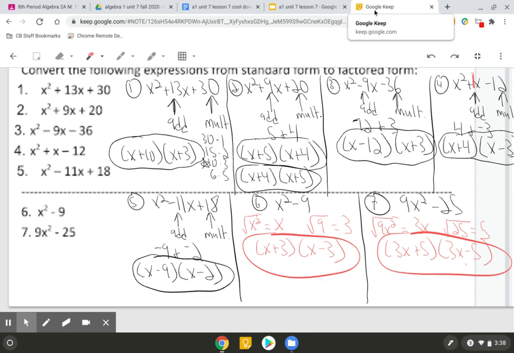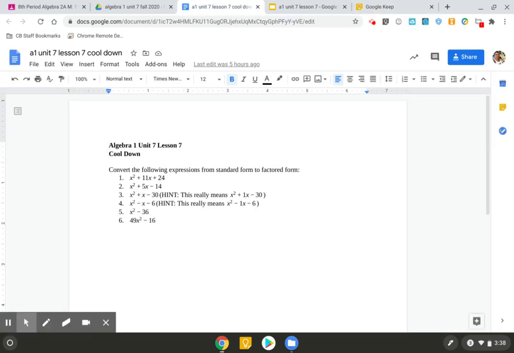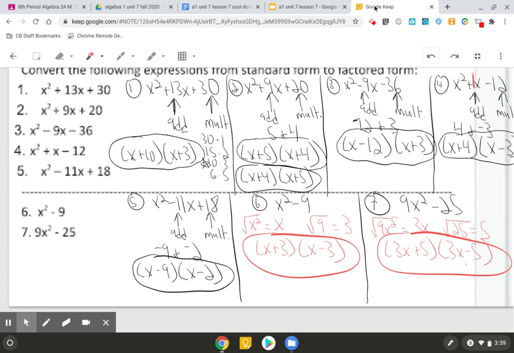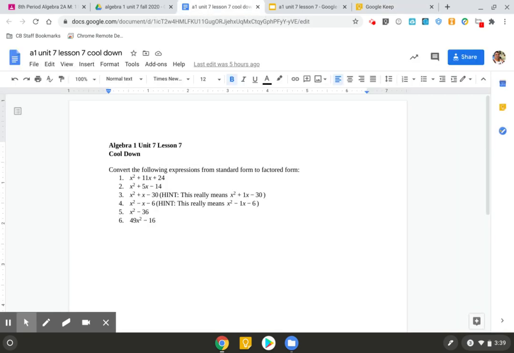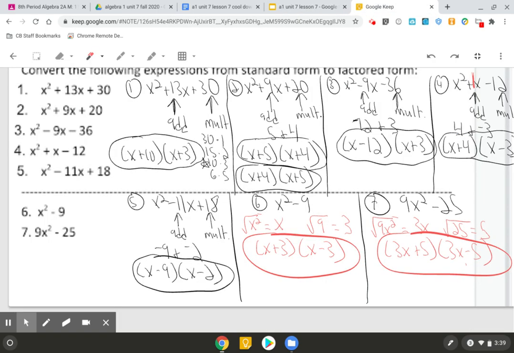So on your cool down tonight, here's what your cool down is going to look like. Notice there are 6 questions here. The first 4 questions are going to be very similar to these here. In other words, you're going to do that add multiply thing. The last 2, number 5 and number 6, you're going to do exactly like I did the last 2 examples down here. So if you get confused, go back to that section of the video or obviously ask me.